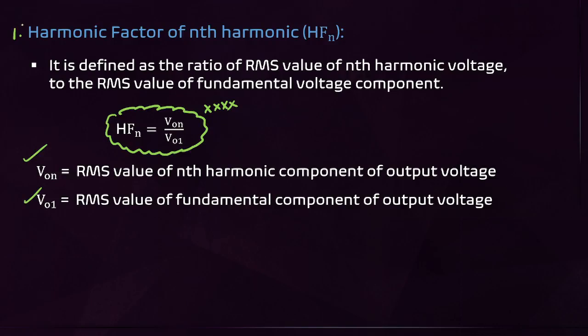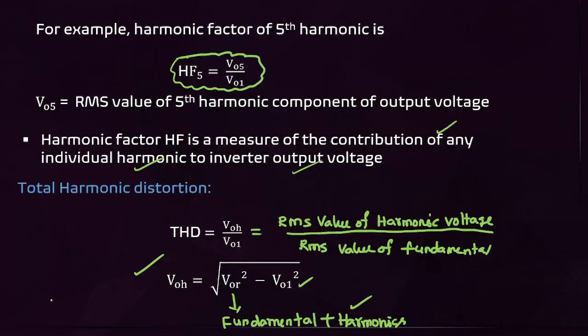Harmonic factor of the nth harmonic, HFn. This is one of the performance parameters of the inverter. It is the RMS value of the nth harmonic voltage to the RMS value of the fundamental voltage. It indicates the individual harmonic content. HFn equals V0n by V01. This formula you have to remember.